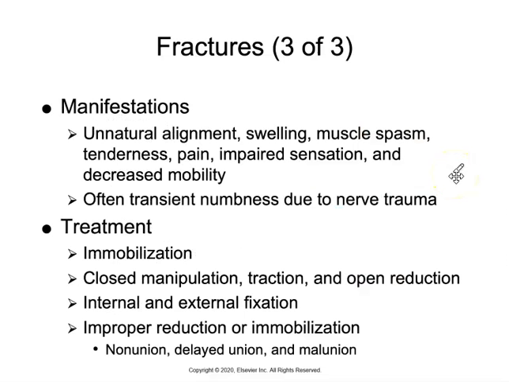Now, when we have a fracture take place, we of course are going to have some changes, some clinical manifestations, and it could cause unnatural alignment, swelling, muscle spasm, tenderness, pain, impaired sensation, decreased mobility, and often transient numbness due to nerve trauma. So I want you to think about the position of that broken bone, how it's going to be influenced by muscles pulling at it, gravity being placed on it, and the force of injury. So that numbness is because of the nerve trauma, like we said.